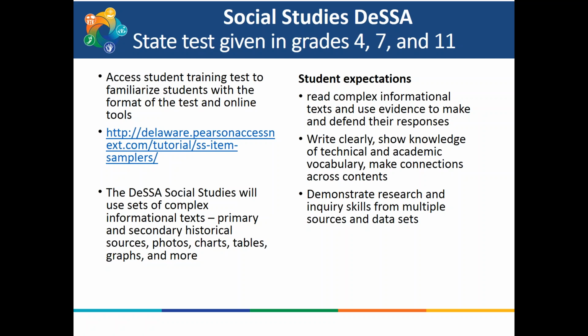So a unique feature of the DeSSA Social Studies is it uses sets of complex informational text, primary and secondary historical sources, photos, charts, tables, graphs, and more. There will be economic, civic, geographic, and historical data that students will have to think with. What students will have to do with those sources is read the complex informational text, use evidence to make and defend their responses, write clearly, show knowledge of technical and academic vocabulary, make connections across content, and demonstrate research and inquiry skills from multiple sources and data sets.